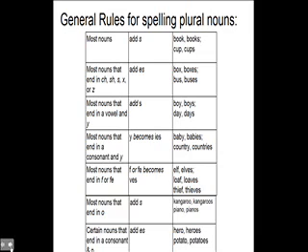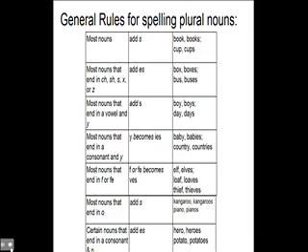Most nouns that end in a consonant and a Y, the Y becomes IES. So we take away the Y and add IES, such as baby. Take away the Y, becomes babies, B-A-B-I-E-S. Country becomes countries. Most nouns that end in F or F-E, the F or the F-E becomes V-E-S. So elf becomes elves, loaf becomes loaves, and thief becomes thieves.